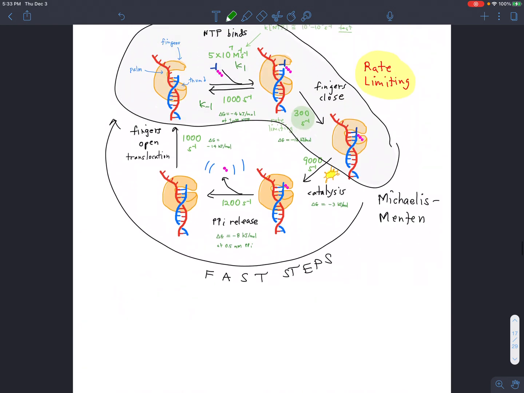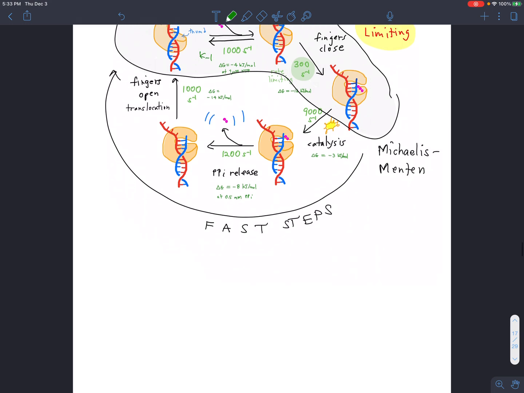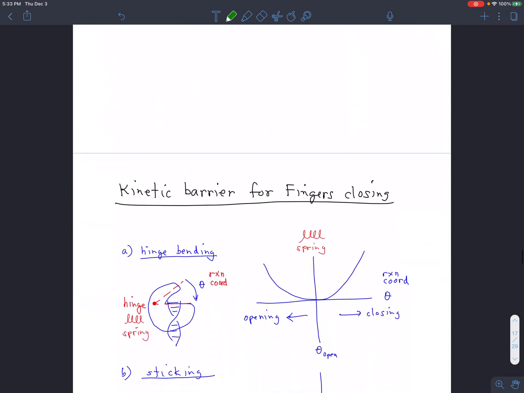They can be ignored, I mean, they obviously can't be ignored from the point of view of a turnover, right? Once you've got here to the closed complex, you've still got to do the catalysis, you've got to release the products, you've got to reopen the fingers, and you've got to translocate the DNA polymerase along the DNA. So there's a whole bunch of stuff that has to happen in order to return to the initial state, but they're all fast enough so that the overall velocity of reaction is not affected much by those.